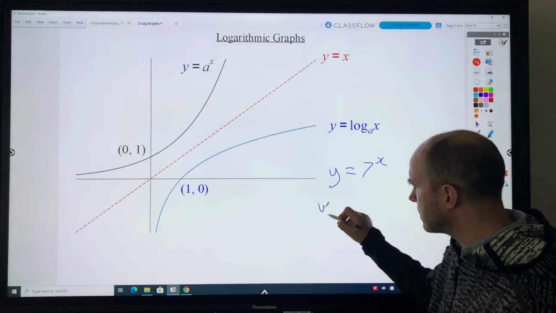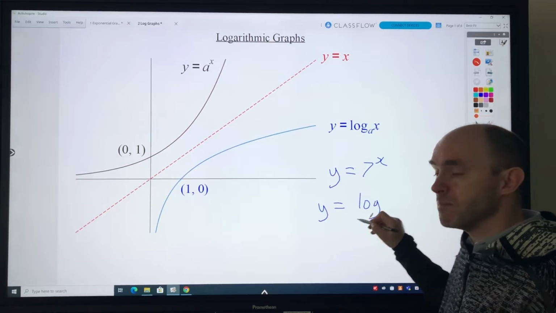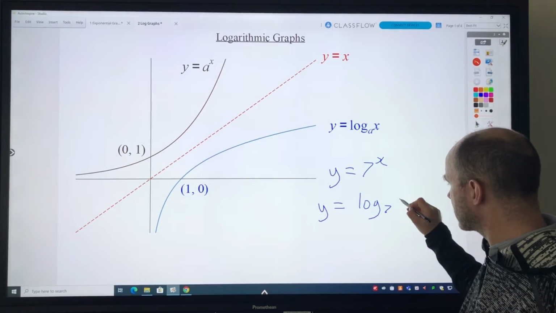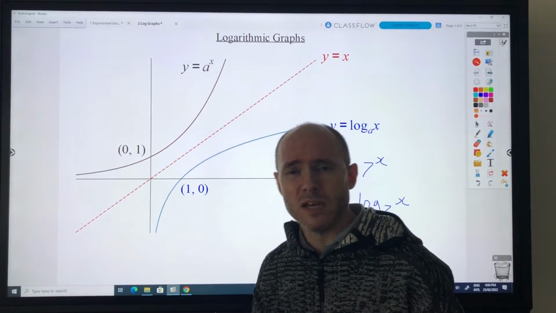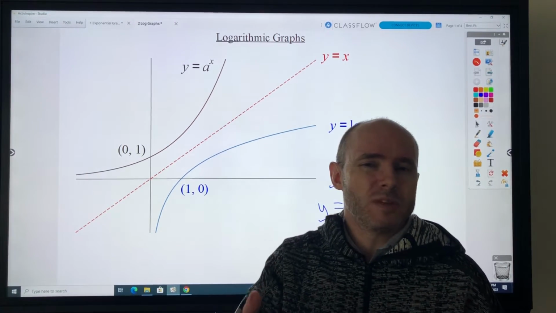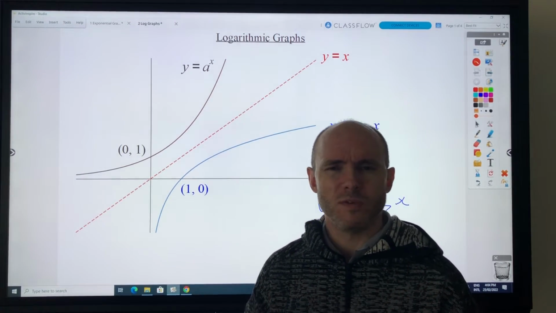And the inverse of that would be log base 7 of x. And that's why we do lots of different bases. Base 10 and base e are just the most convenient when we happen to want to solve an actual problem.